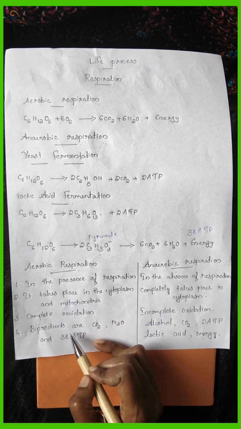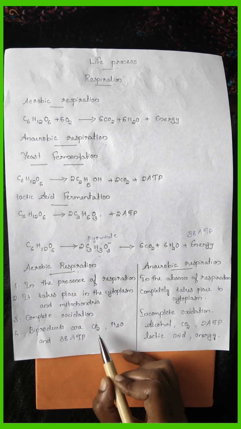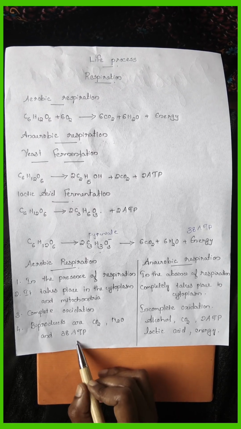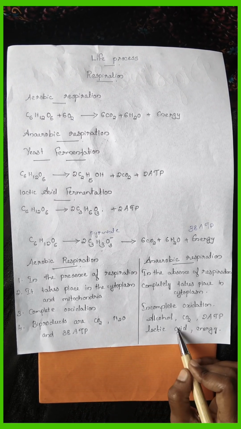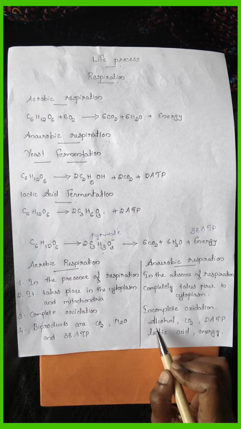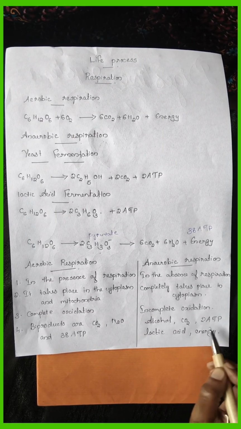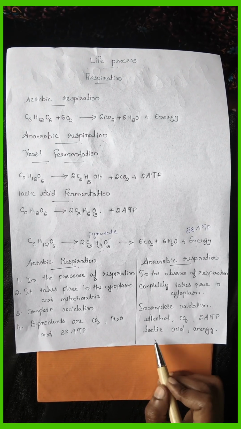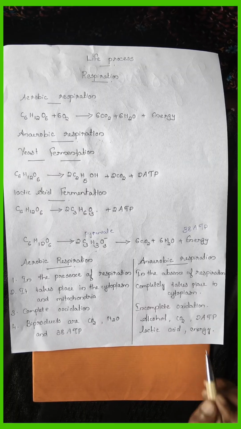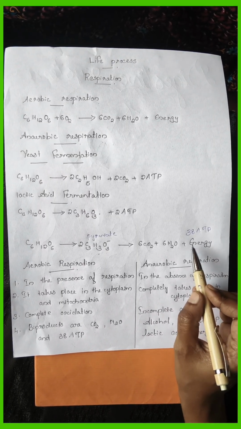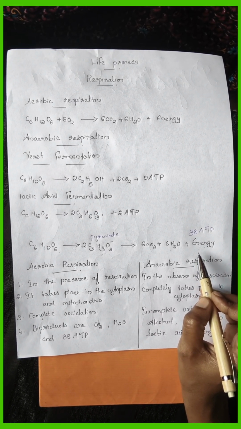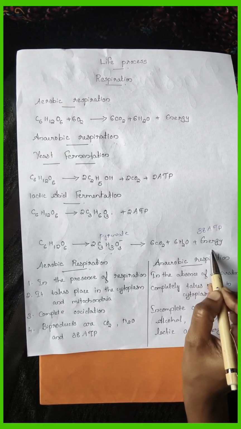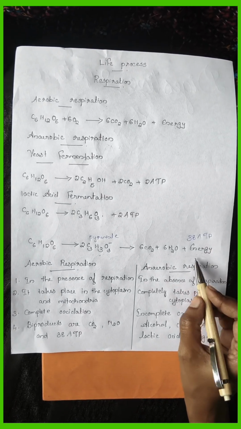Next, the byproducts of aerobic respiration are carbon dioxide, water and 38 ATP molecules. But in anaerobic respiration, in yeast fermentation, the byproducts are alcohol, carbon dioxide and ATP. In lactic acid fermentation, in the human muscle, only lactic acid and energy are formed. In the mitochondria, with the help of aerobic respiration, 38 ATP molecules, meaning energy, are released. So mitochondria is called the powerhouse of the cell.